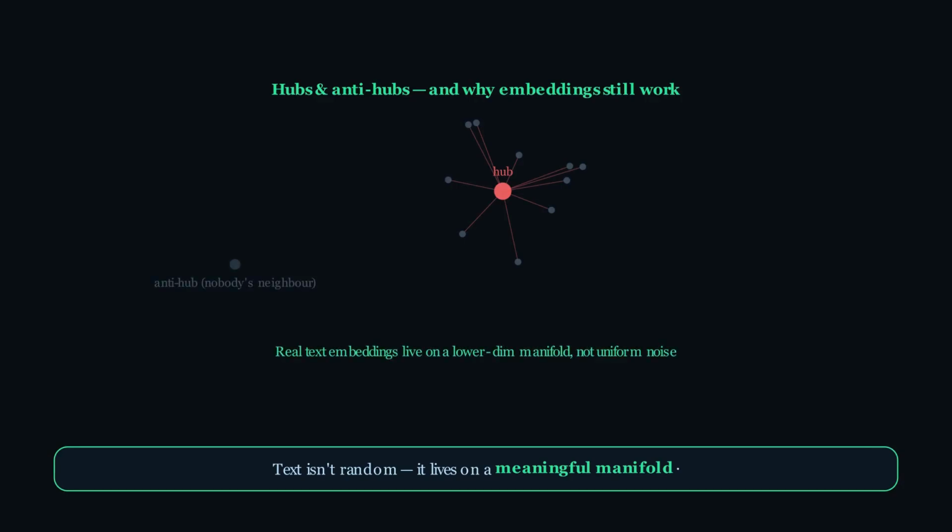High-dimensional geometry also produces hubs, points that appear as neighbors to almost everything, and anti-hubs that appear as neighbors to nothing, hurting retrieval accuracy. So why do embeddings still work in practice? Because contrastive training forces real text data onto a much lower dimensional, structured manifold, rather than spreading it uniformly through the vast empty space.